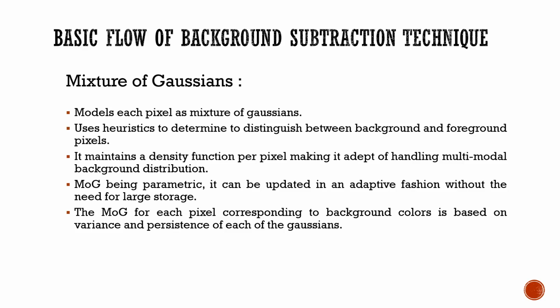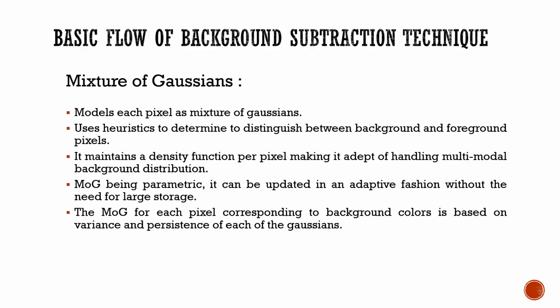foreground pixels. An adaptive backgrounding method is simply averaging the incoming images over time, thus creating a background model estimation related to the static scene, except where there is a change in the pixel. Basically, it means where the motion occurs. The MOG technique ensures simultaneous storage of multiple Gaussian distributions. It maintains a density function per pixel, making it adept for handling multi-modal background distribution.